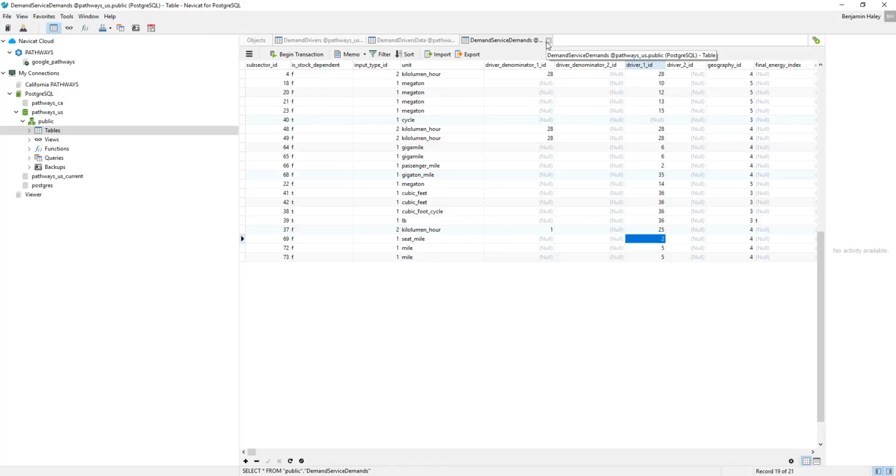So that is it for underlying demand driver editing in terms of performing a sensitivity.